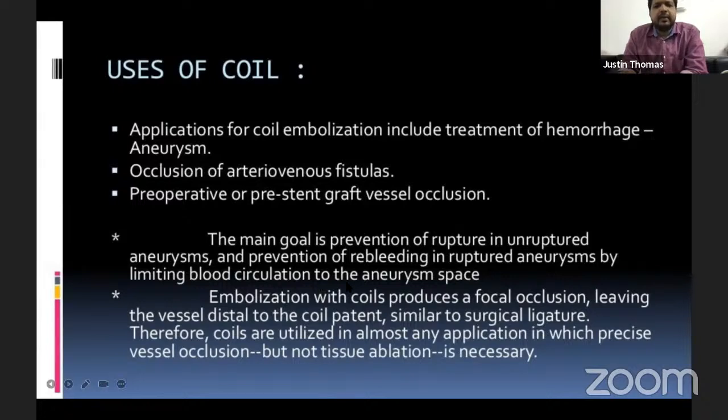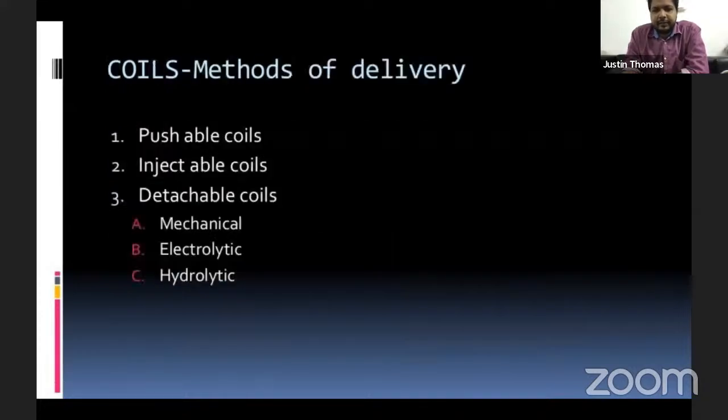And the main goal of coil use is in unruptured aneurysms to prevent bleeding, and also in ruptured aneurysms. Embolization with the coils produces a focal occlusion, and the distal vessels are patent, similar to a surgical ligation. So the coils are used in almost all applications where precise vessel occlusion, not tissue ablation, is necessary.